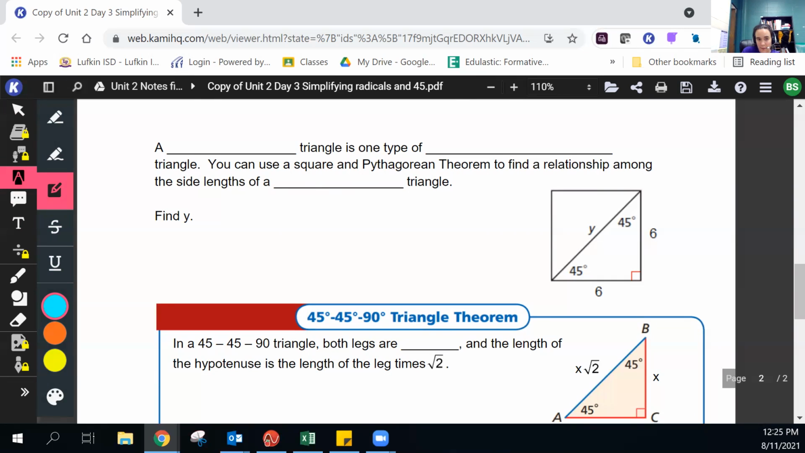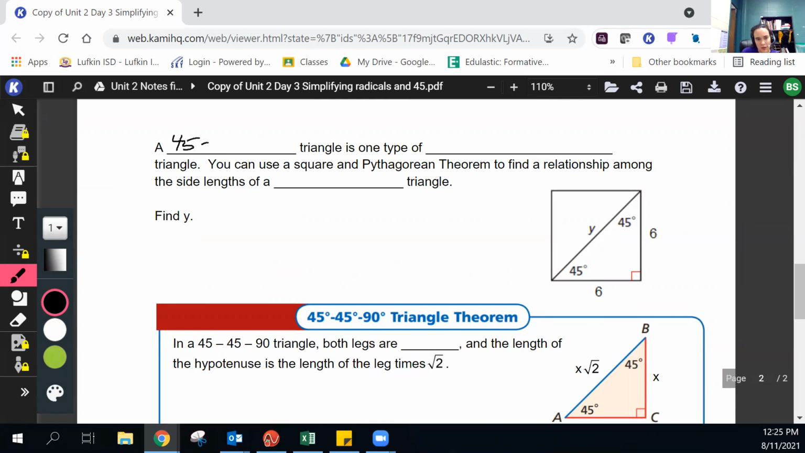Now we're going to look at 45, 45, 90 special right triangles. And again, 45, 45, 90 special right triangles refers to the angle measures. We've got 2 of these kinds of special right triangles. We're just focusing on 45, 45, and 90 special right triangles today, and we'll look at the other one tomorrow.